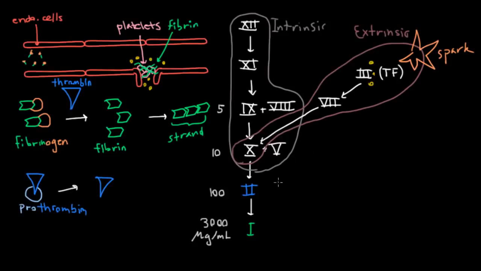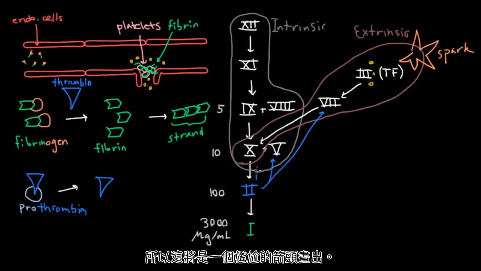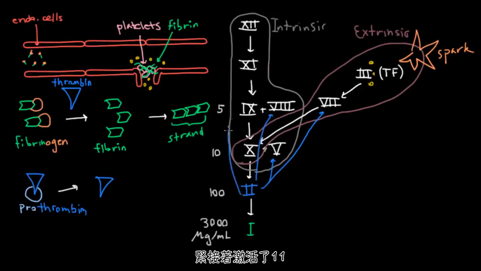So let's draw that in the form of blue arrows because thrombin is blue. We said it's going to activate 5. We said it's going to activate 7. We said it's going to activate not 9, but 8. So this will be an awkward arrow to draw. We said it's going to activate 11, and we said it's going to activate 13.